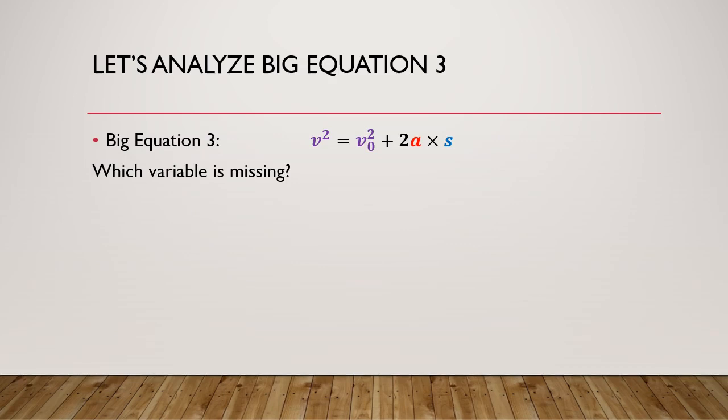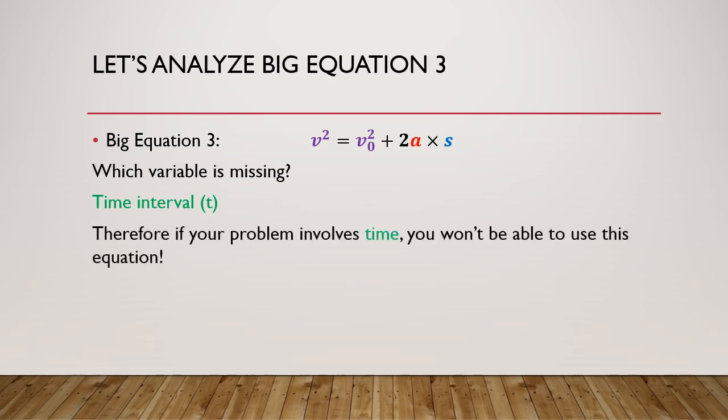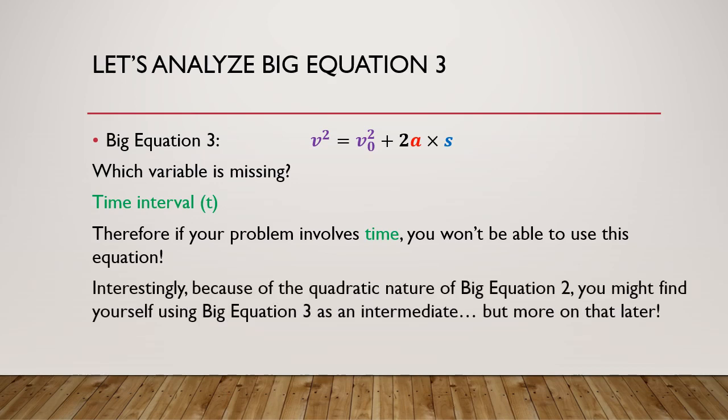Now let's look at big equation 3. In big equation 3, we have the final velocity squared is equal to the initial velocity squared plus 2 times acceleration times the displacement. So what's missing in this one? The time interval. Therefore, if your problem involves time, you won't be able to use big equation number 3. Interestingly, because of the quadratic nature of big equation 2, you might find yourself using big equation 3 as an intermediate, but we'll talk more about that in another slideshow.